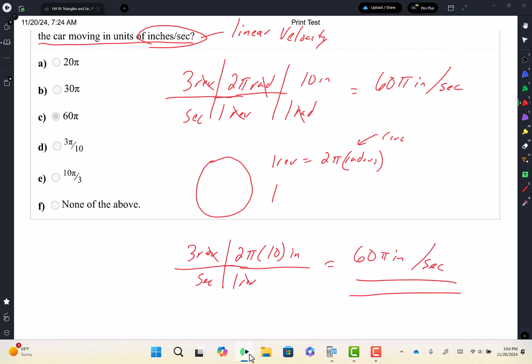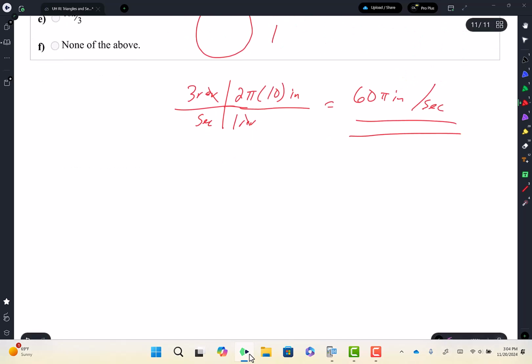So however you like to think about it. Because really, 2 pi radians is your circumference formula, 2 pi radians. And then 1 radian is your radius. So you don't have to do a whole other column.